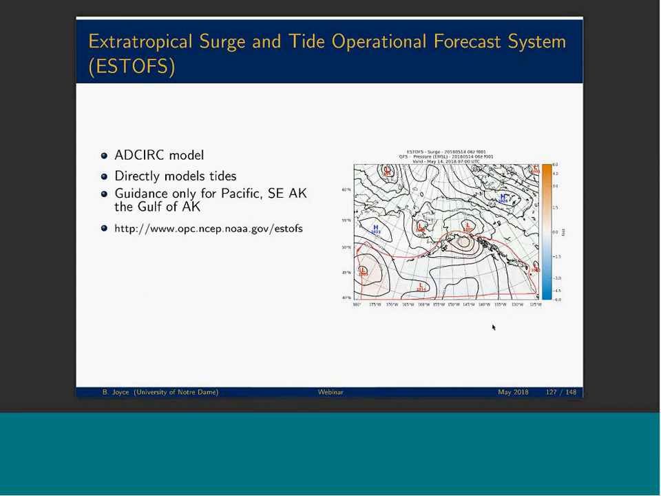There's the ESTOFS model, the Extratropical Surge and Tide Forecast System. That's an ADCIRC model similar to ours, but the coverage of ESTOFS for the Pacific and Alaska region is pretty small at the moment. It does model tides. It does use the winds and pressures like we do. It does have relatively high coastal resolution, but I try to highlight this in red. You can see that this area is the only area covered by the model.